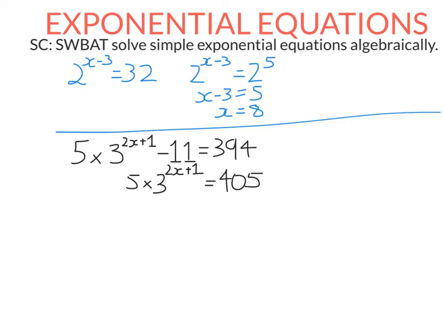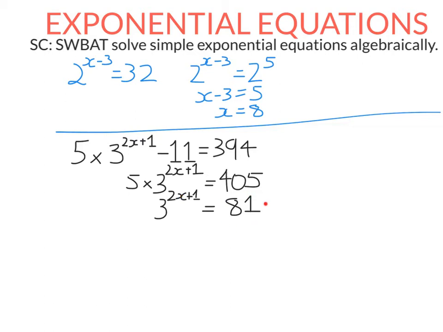Now, you're all very smart watching this video. Don't do something silly like go 5 times 3, 15 to the power of 2x plus 1. It doesn't work like that. So what we're going to do to undo the 5 is we're going to divide each side by 5. So then I'm just left with 3 to the power of 2x plus 1 equals 405 divided by 5 gives me 81.